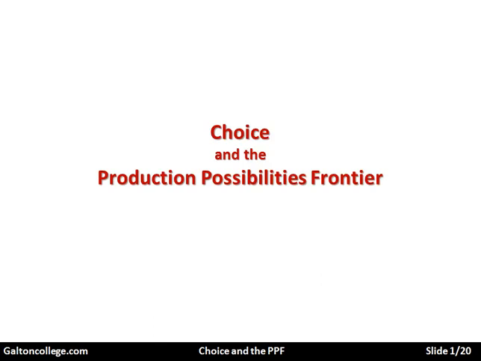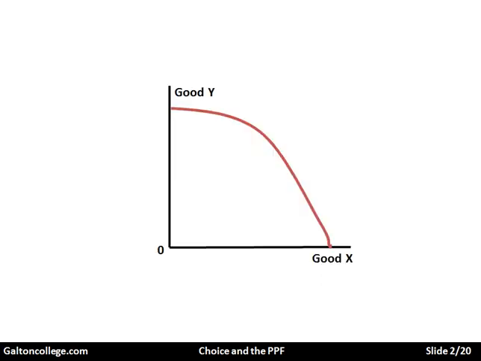In this video we want to talk about choice and opportunity costs. These are two very important topics in economics, and we're going to do this with reference to the production possibility frontier. The production possibility frontier can be represented in this way.